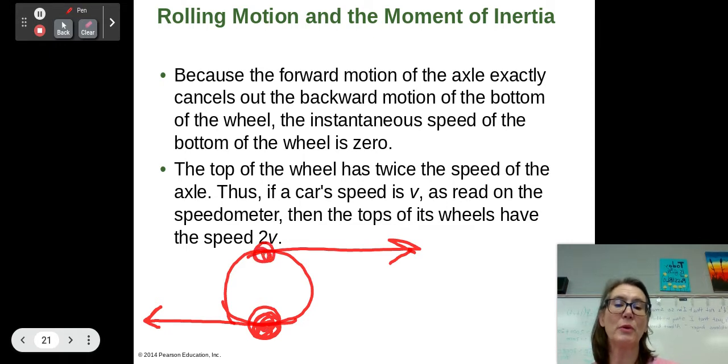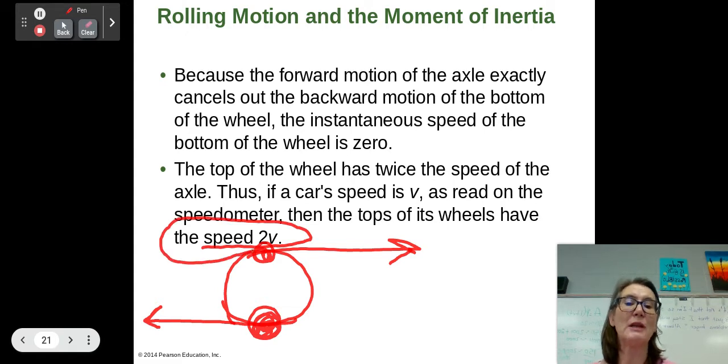At the top part of the wheel, it's important to remember that your speed is 2 times the average velocity, or what the car's speed is. So if your car is going 45 miles per hour, and that's what reads on the speedometer, then the speed at the top of the wheel, if there was something embedded in that top of the wheel, would be 2 times the 45 miles per hour. So it would be going 90 miles an hour. That's the thing you need to take into account for one of our exercises in 8.3.